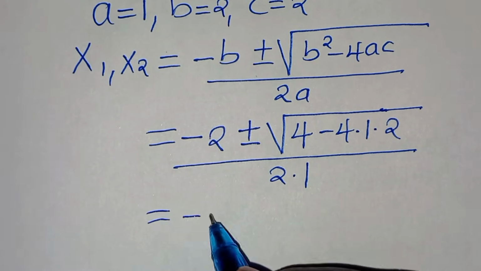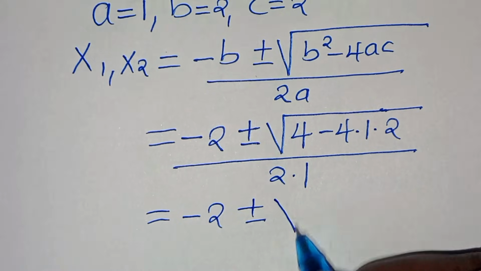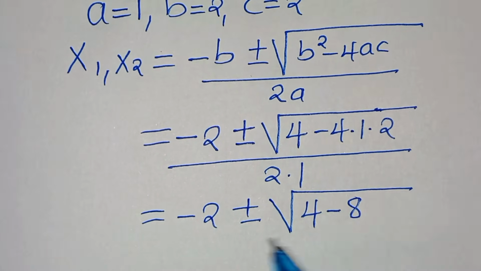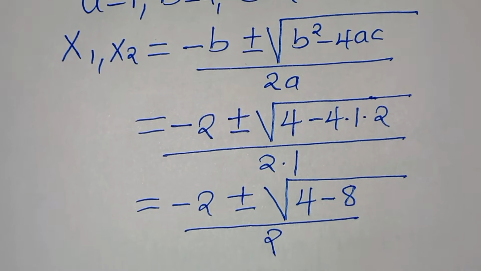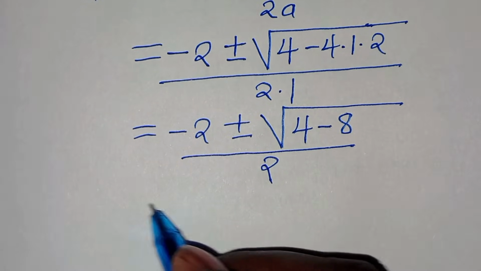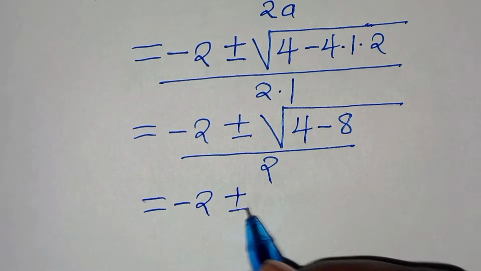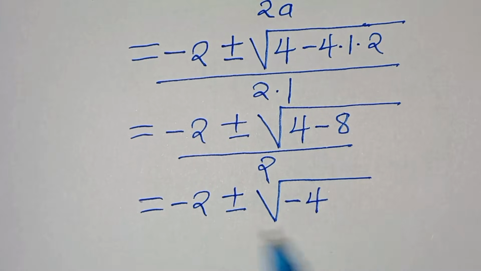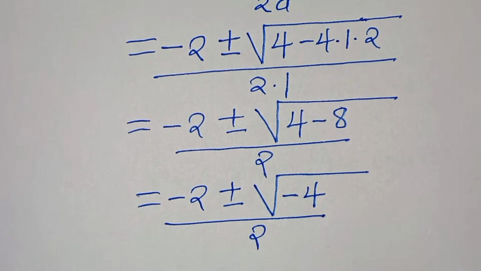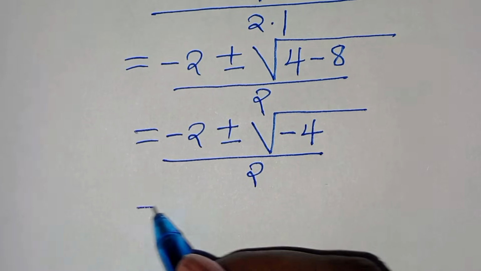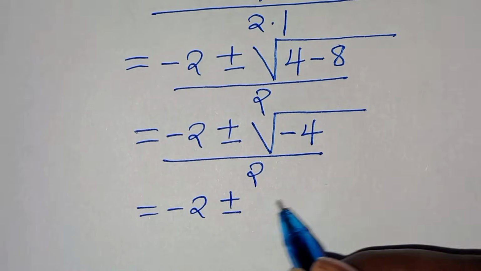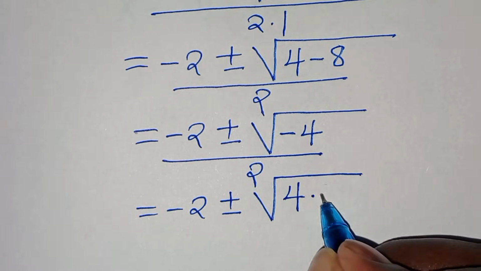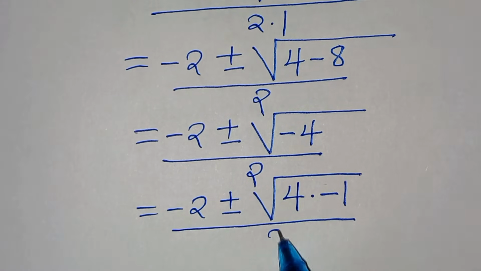Therefore here we have minus 2 plus or minus the square root of 4 minus 4 times 2, which is 8. Everything here divided by 2. So this means we have minus 2 plus or minus the square root of 4 minus 8. This is minus 4. Everything here divided by 2. So we have minus 2 plus or minus. We can express the square root of minus 4. This is the same thing as 4 times minus 1. Everything here divided by 2.